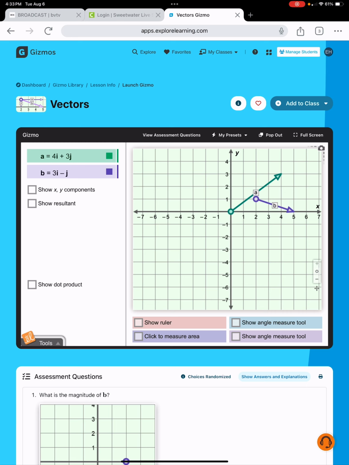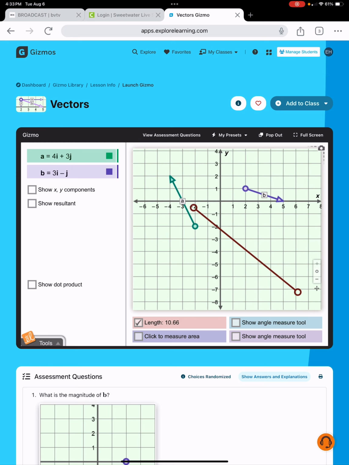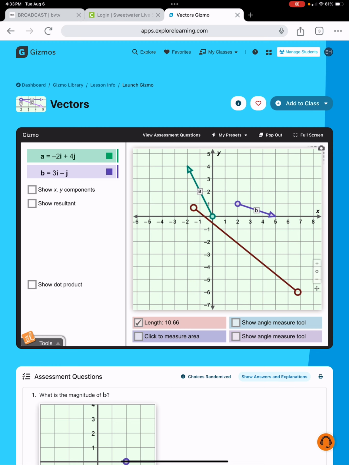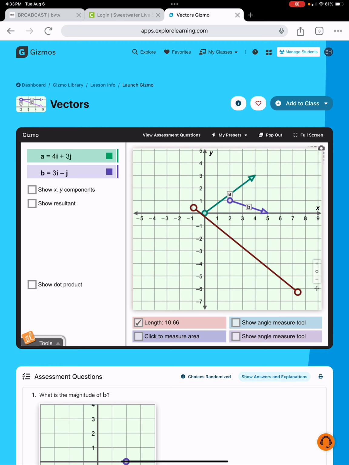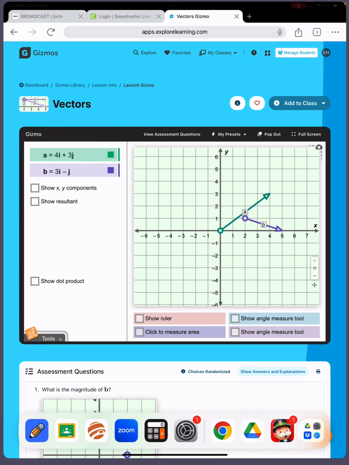Okay, 4i plus 3j. Yeah, this is just not cooperating. Okay, like I said, I hope you have better luck with it than I do. I'm not getting much luck with this feature. I'm using an iPad too, so that also makes a difference. If you're using a computer, you might have better results than what I'm able to do.